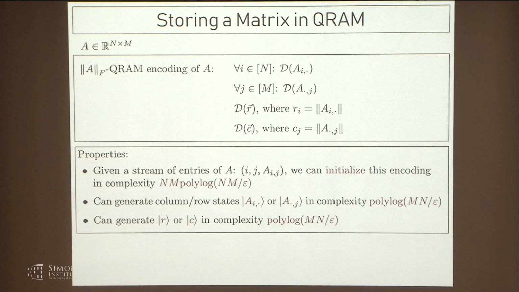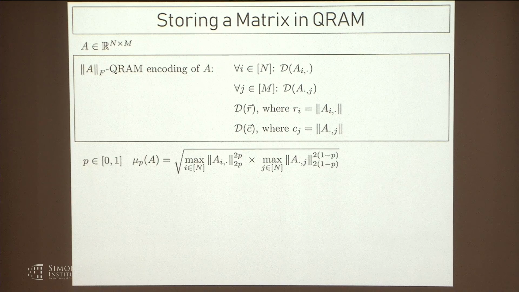Okay. There are other ways we can encode A, and I'll mention the other ones that are of interest to us. For any p between 0 and 1, I'm going to define mu_p of A to be this quantity. Here we have the largest L2p norm of any row of A to the 2pth power, and the largest L2(1-p) norm of any column of A to the (1-p)th power. This is not such an important expression. I mean, it's important, but you shouldn't try to memorize it.